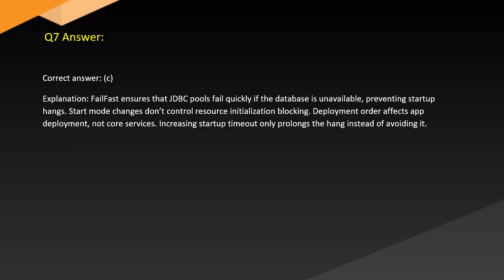Answer. Correct answer: C. Explanation. Fail-fast ensures the JDBC pools fail quickly if the database is unavailable, preventing startup hangs. Start mode changes don't control resource initialization blocking.